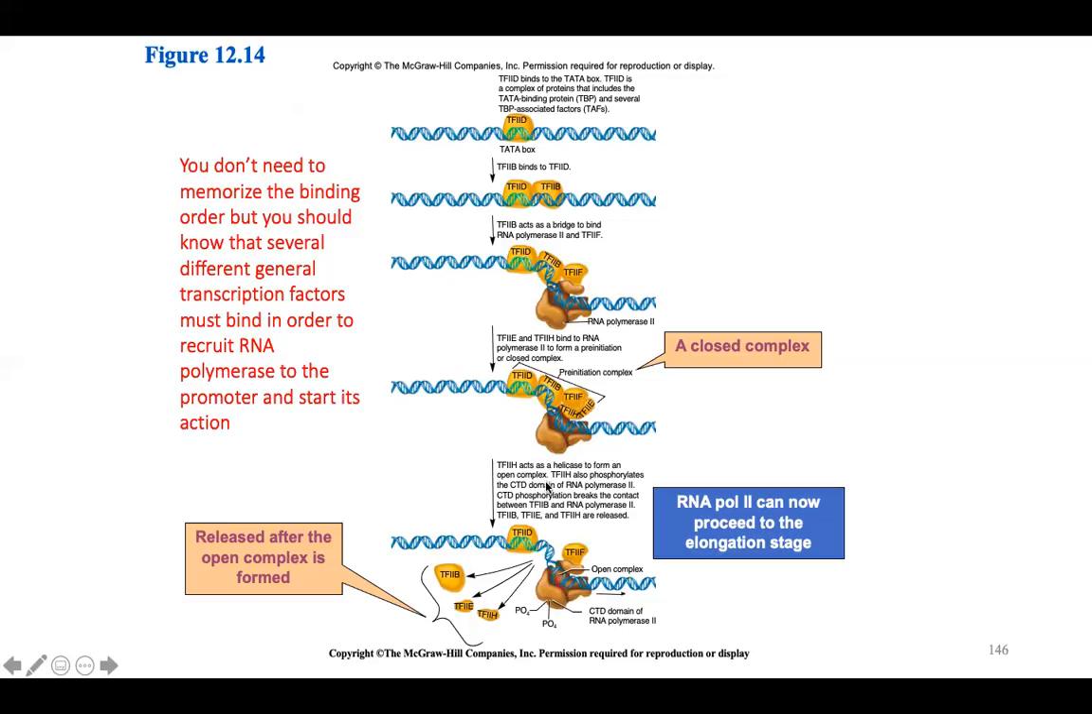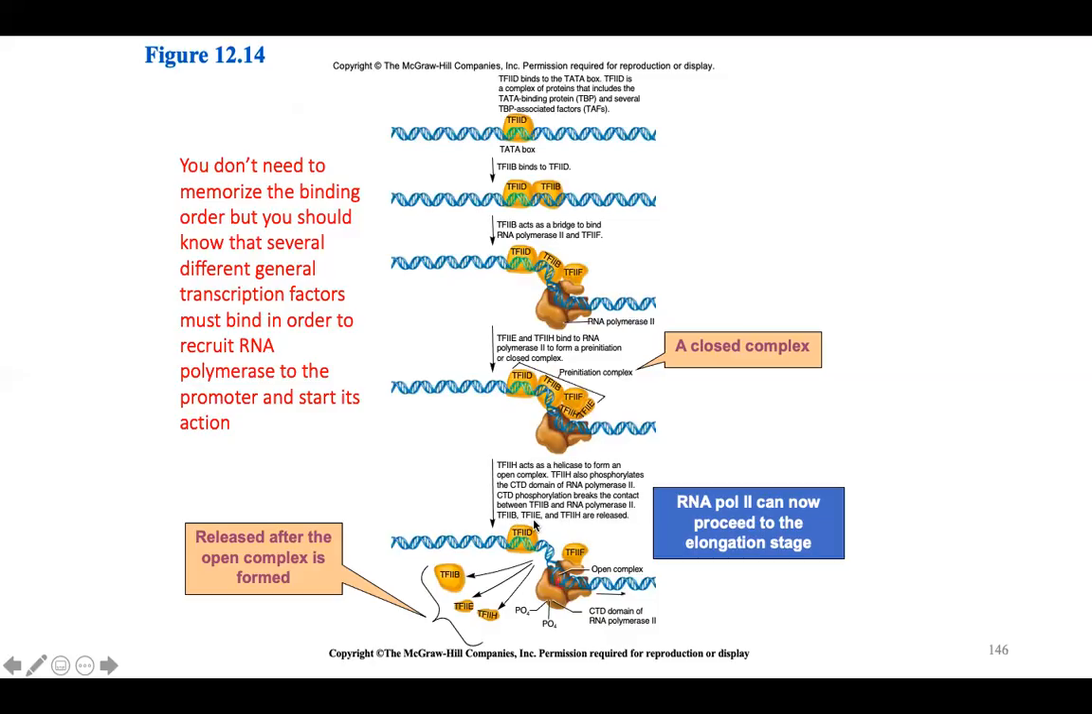So remember the action of the helicase in DNA synthesis: it unwinds the DNA. TFIIH also phosphorylates the CTD domain of RNA polymerase II. CTD phosphorylation breaks the contact between TFIIB and RNA polymerase II. So again, what's the function of TFIIB? It acts as a bridge between RNA polymerase II and TFIID. So once the CTD is phosphorylated, it breaks the contact between TFIIB and RNA polymerase II.